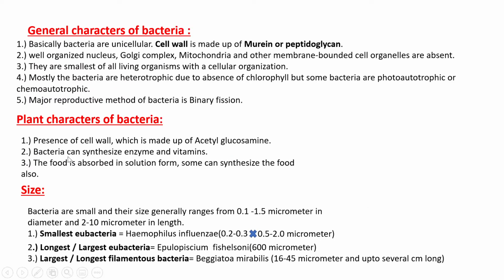Then we will see the general characters of bacteria. Basically bacteria are unicellular. The cell wall of bacteria is made up of murein or peptidoglycan. This is important. They do not have a well organized nucleus, Golgi complex, mitochondria, or other membrane bound cell organelles. They are the smallest of all living organisms with a cellular organization. Mostly bacteria are heterotrophic due to absence of chlorophyll, but some are photoautotrophic or chemoautotrophic. We will see about it in my upcoming videos.